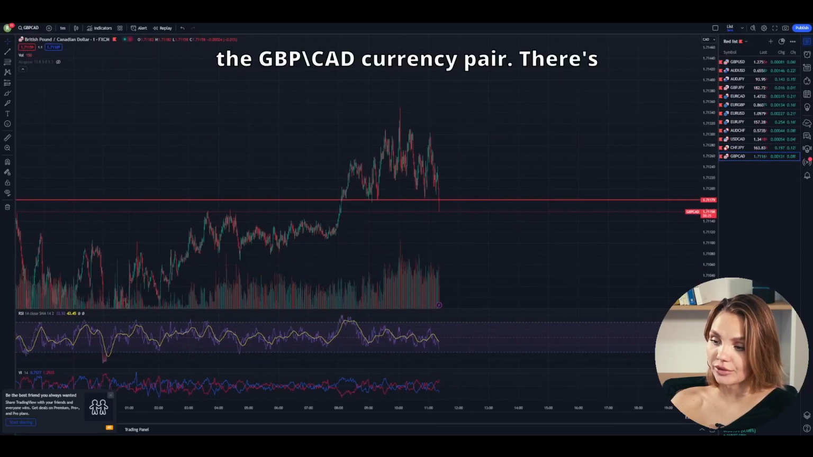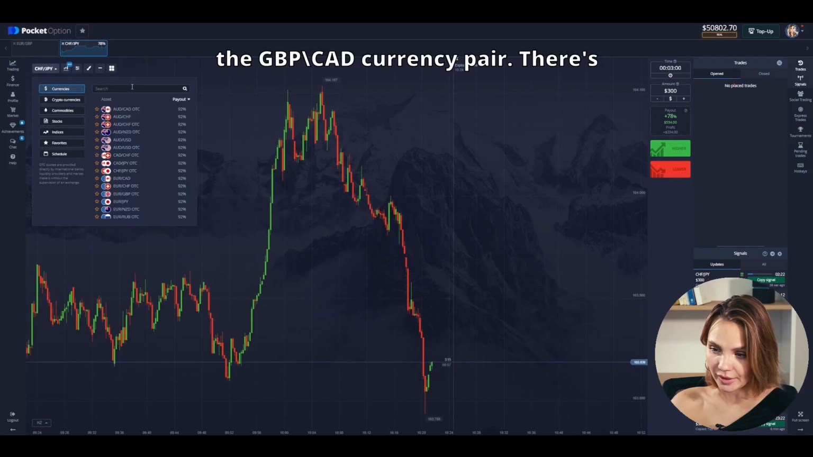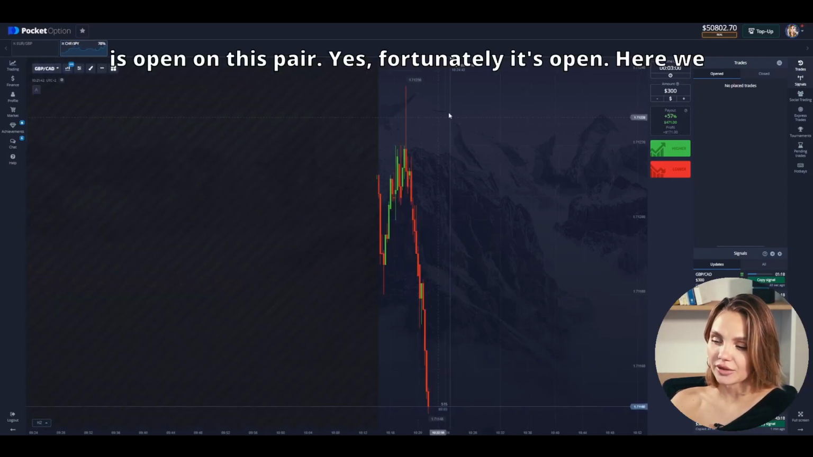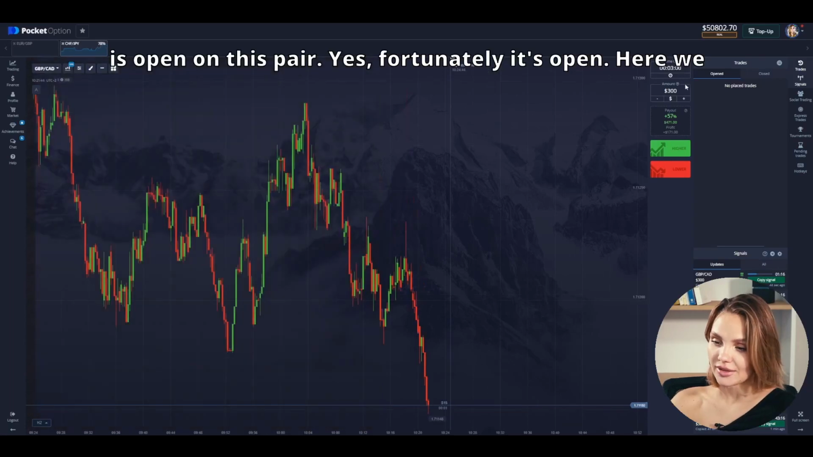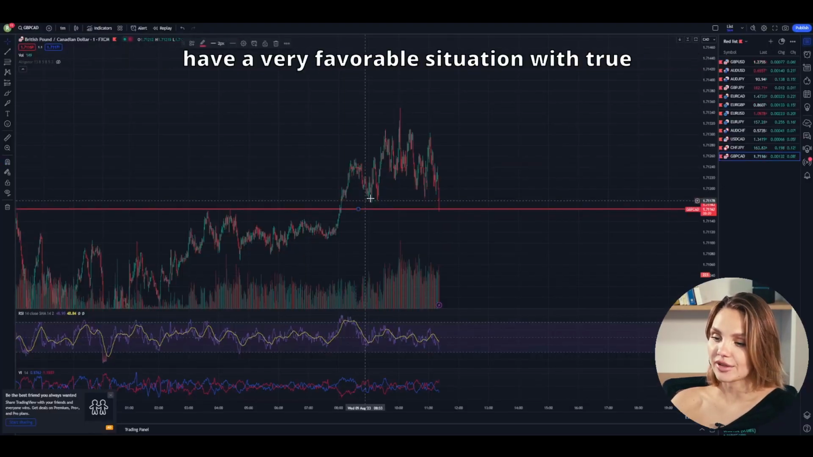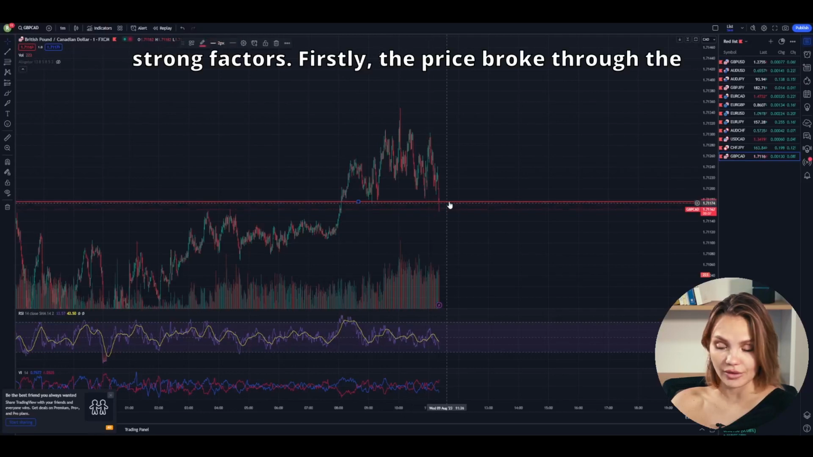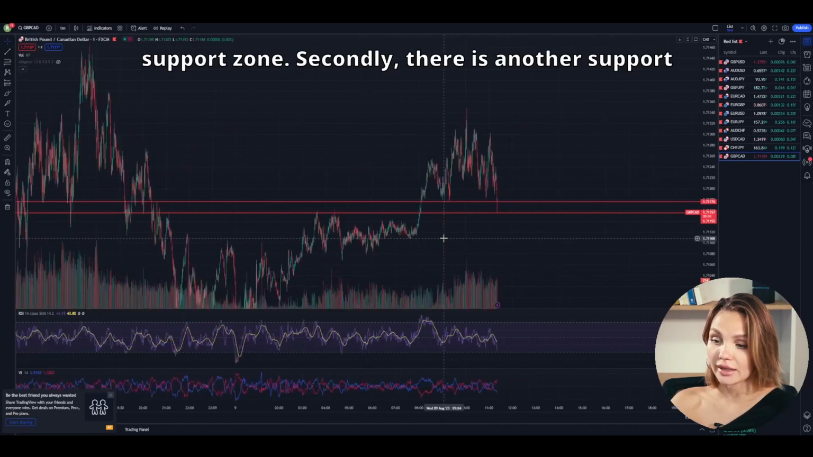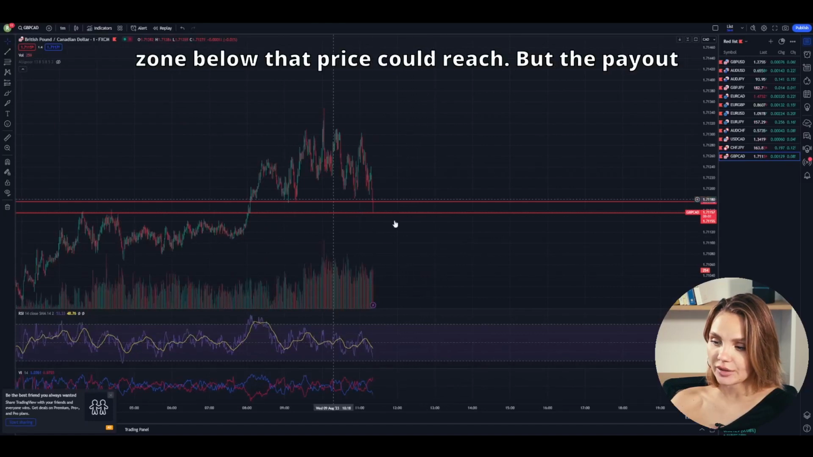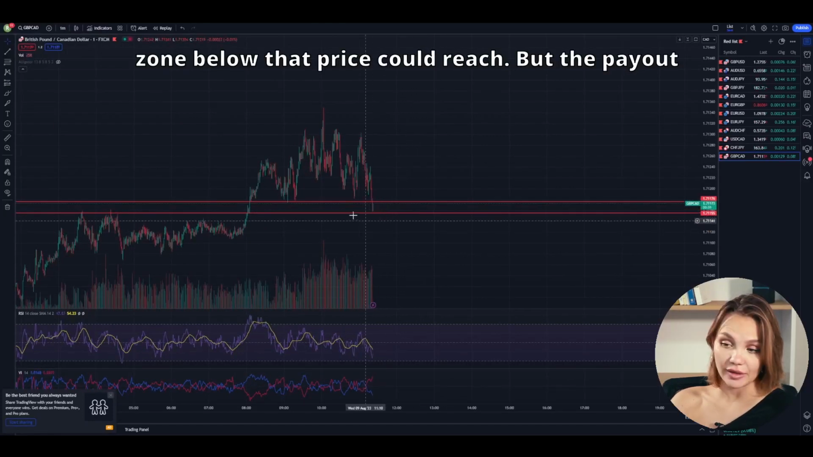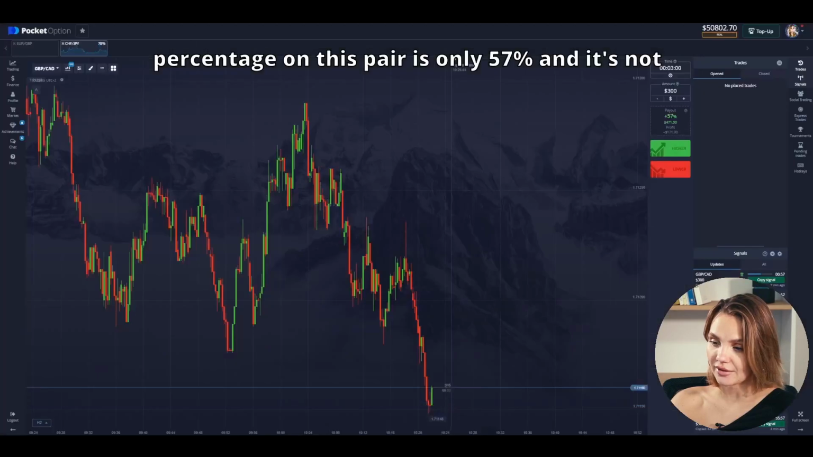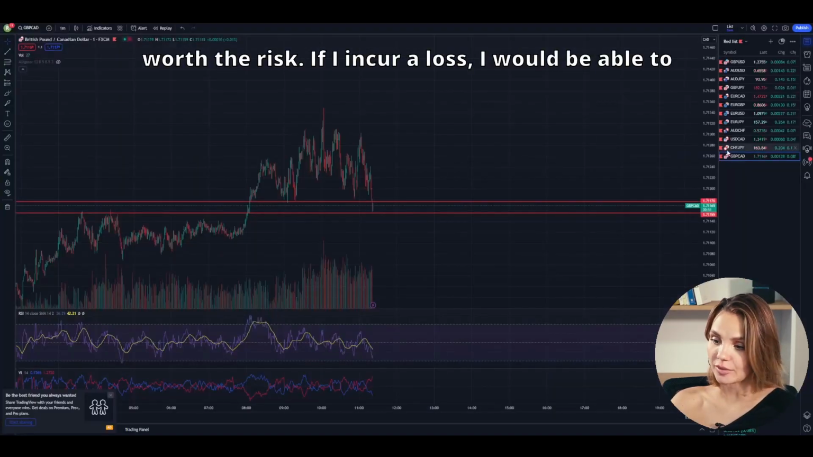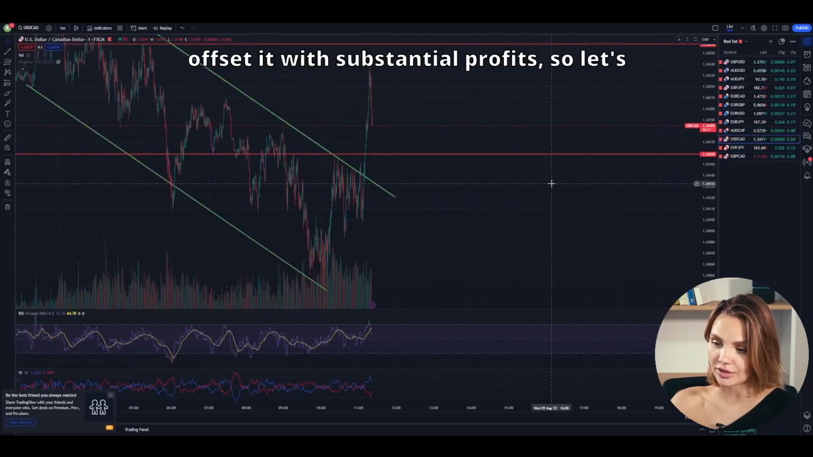Currently we're looking at the British pound and Canadian dollar currency pair. There's a breakout here too. Let's see if trading is open on this pair. Yes, fortunately it's open. Here we have a very favorable situation with two strong factors. Firstly, the price broke through the support zone. Secondly, there is another support zone below that price could reach, but the payout percentage on this pair is only 57% and it's not worth the risk. If I incur a loss, I would be able to offset it with substantial profits, so let's move on.